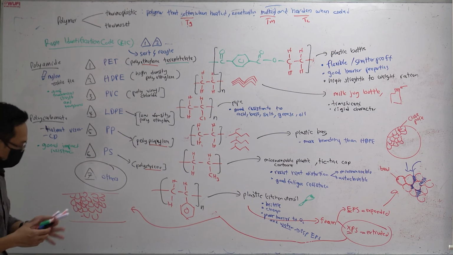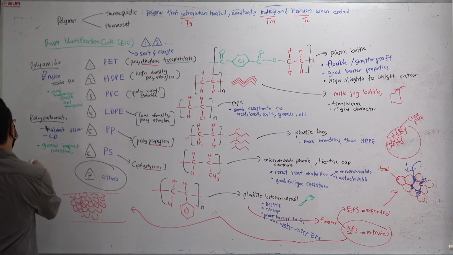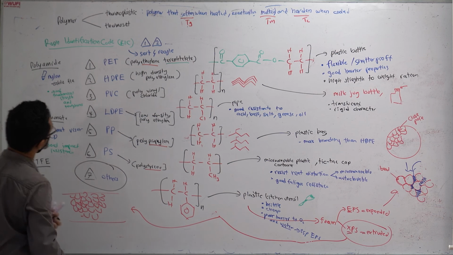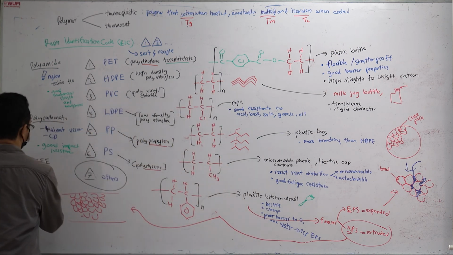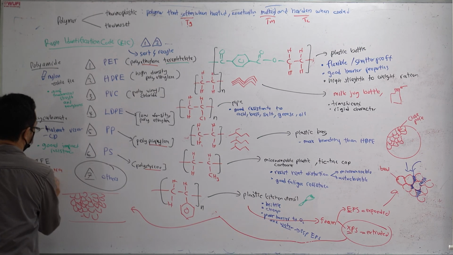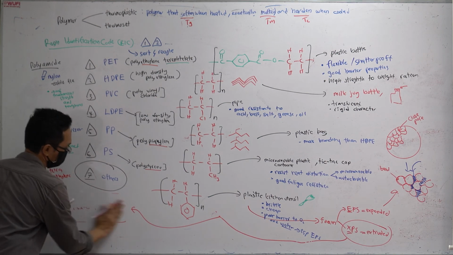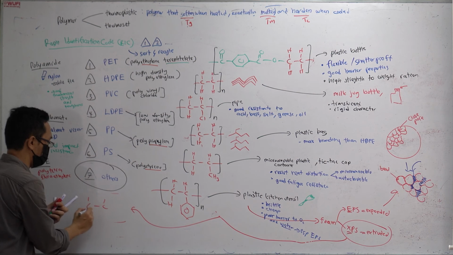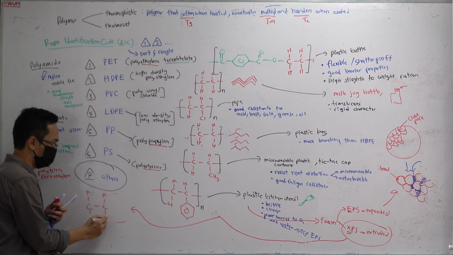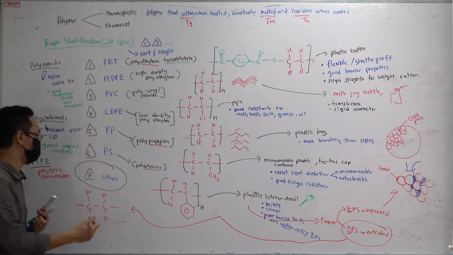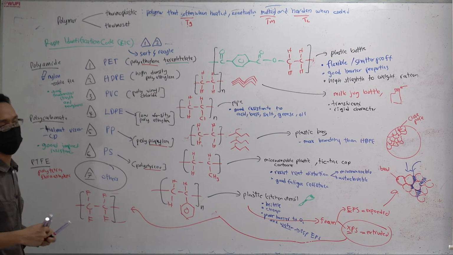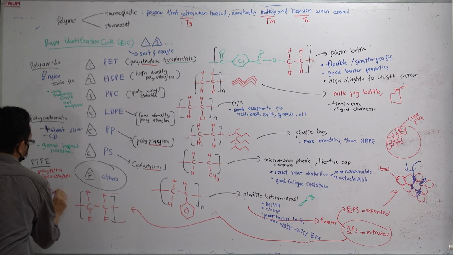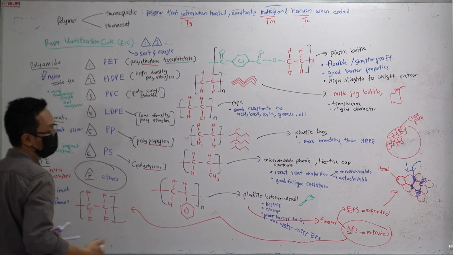And then maybe the last for these others is PTFE, polytetrafluoroethylene. The chemical structure is C-C, and then instead of H you have F here. One of the characteristics of PTFE is that it's highly inert to any environment. Inert meaning that it doesn't react with other things.